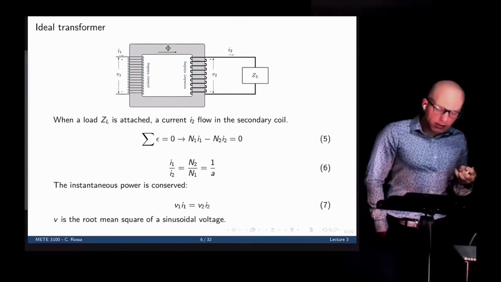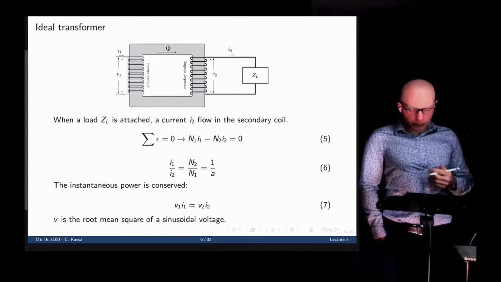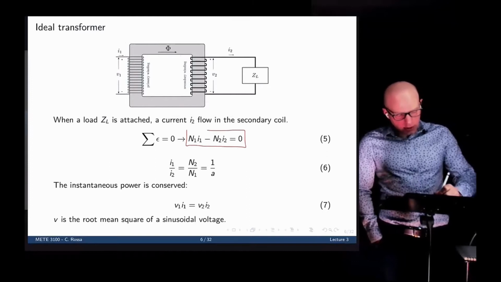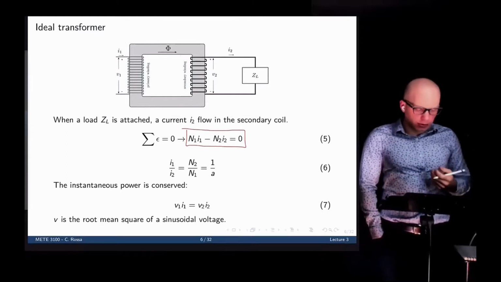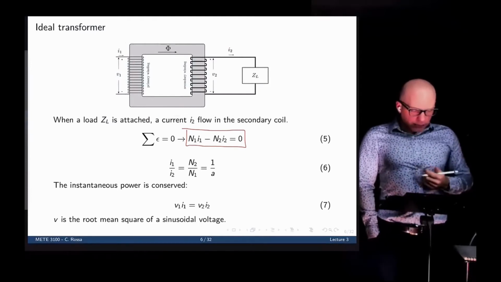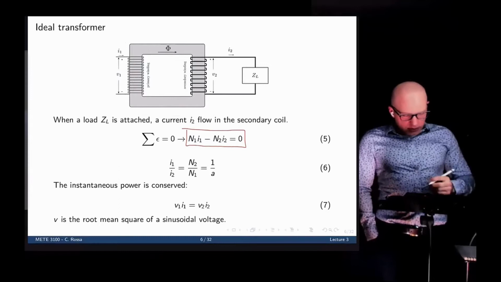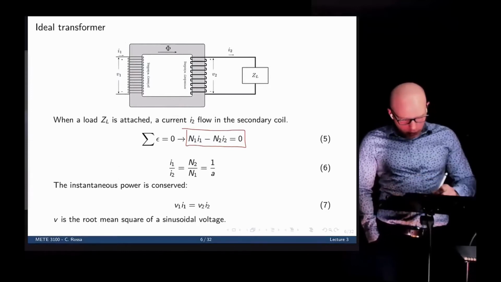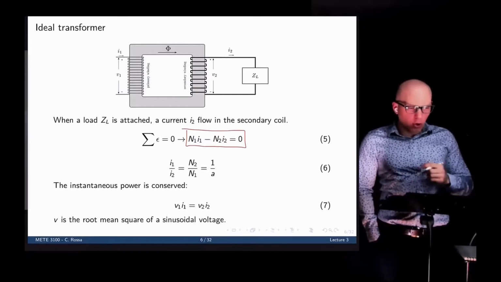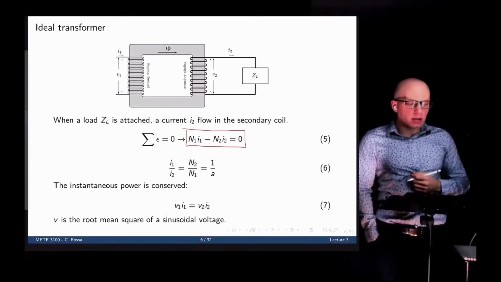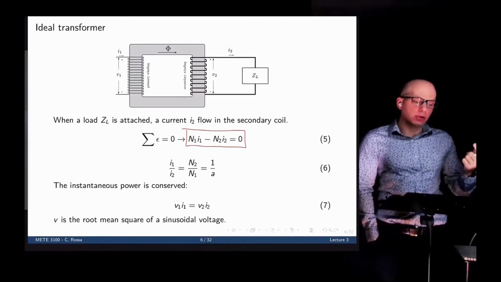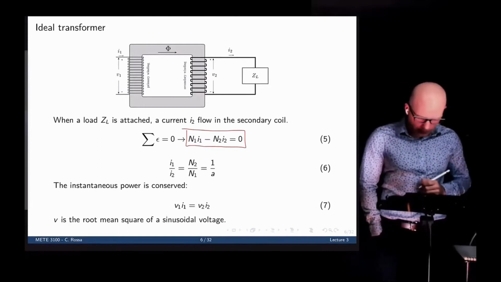To maintain this balance, the sum of all EMFs must be 0. And here we have the EMF from both coils, their number of turns times their current. The subtraction is 0, the sum is 0, they have opposite signs. And from this, we can now establish a relation between the currents. If you rearrange the same expression, I1 over I2 equals N2 over N1, or 1 over A, where again, A is the turn ratio, N1 divided by N2.